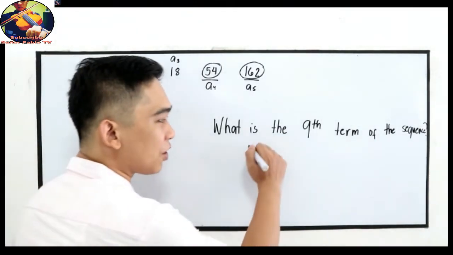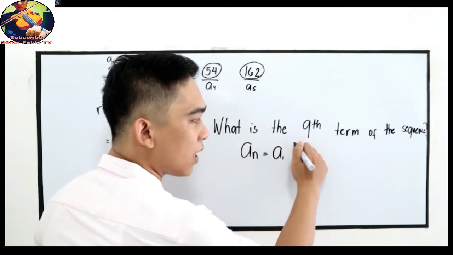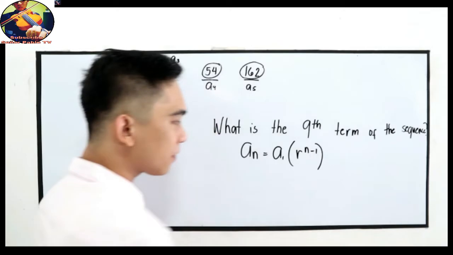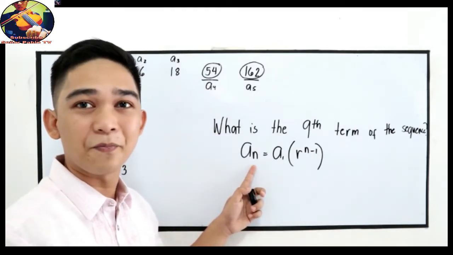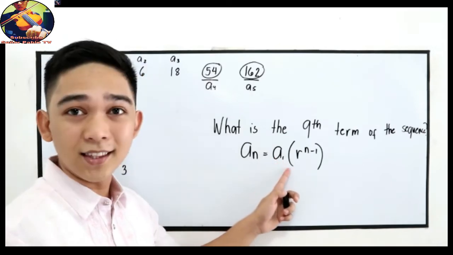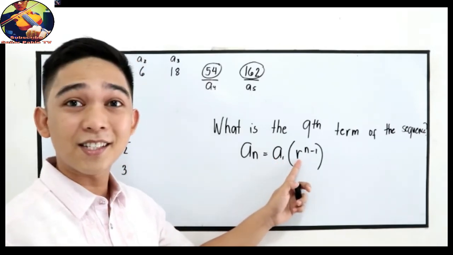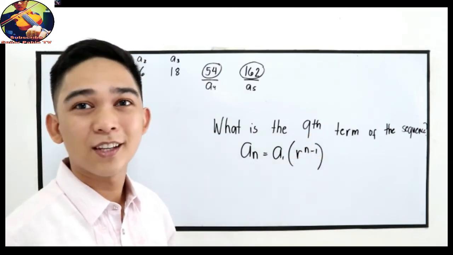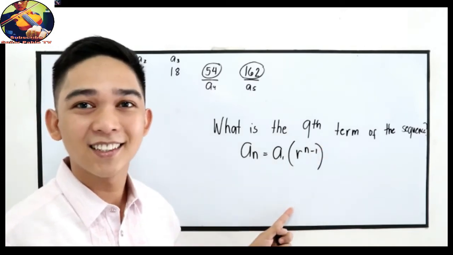To get the nth term, we have an is equal to a1 times r raised to n minus 1. An, ito yung hinahanap nating term, the nth term. A1, that means the first term. R is the common ratio. And n, yung hinahanap nating term. So, kunin natin si ninth term gamit yung formula.